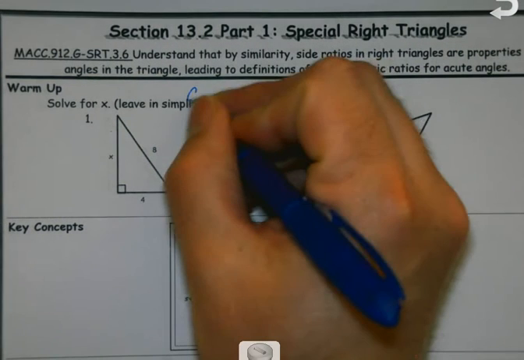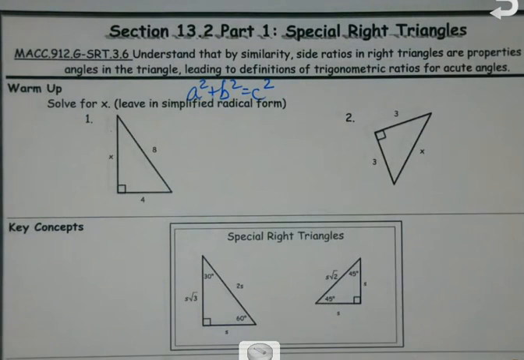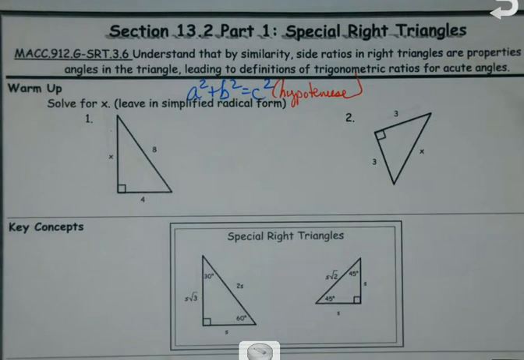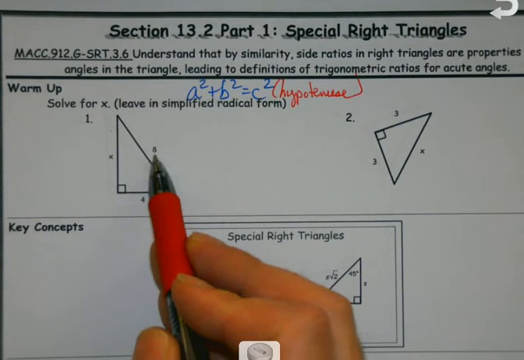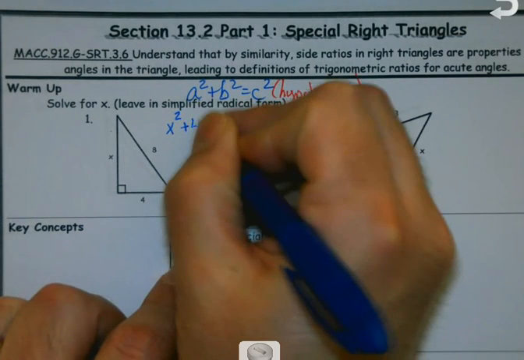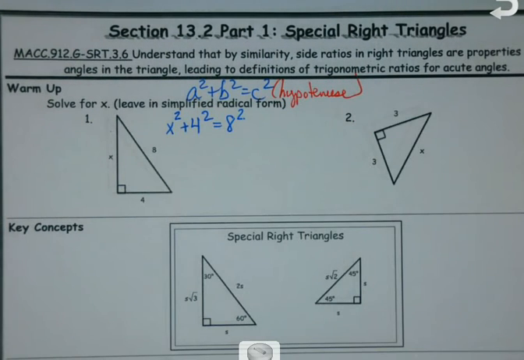I use good old a squared plus b squared equals c squared, knowing that c squared is the hypotenuse. Because I know where my sides are, and again, I'm not worrying so much with these about opposite and adjacent, but I know this is my hypotenuse. So if I was going to solve this, it would be x squared plus 4 squared, my two legs, equals the square of my hypotenuse.